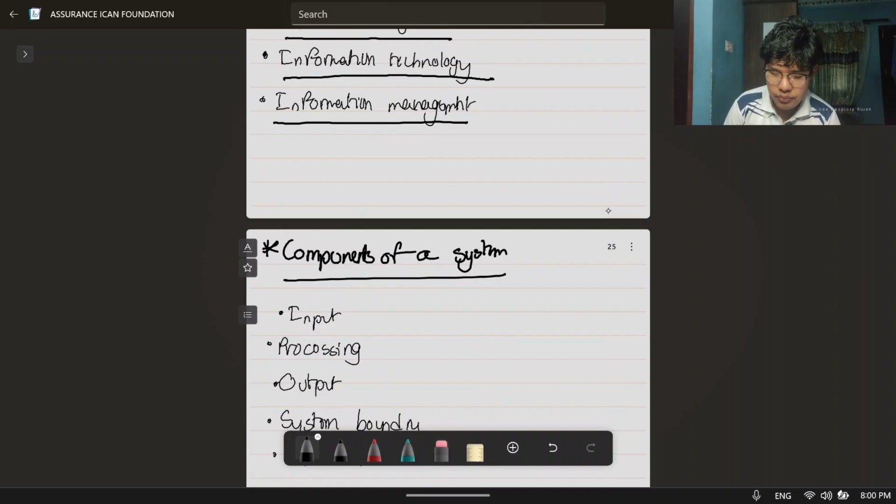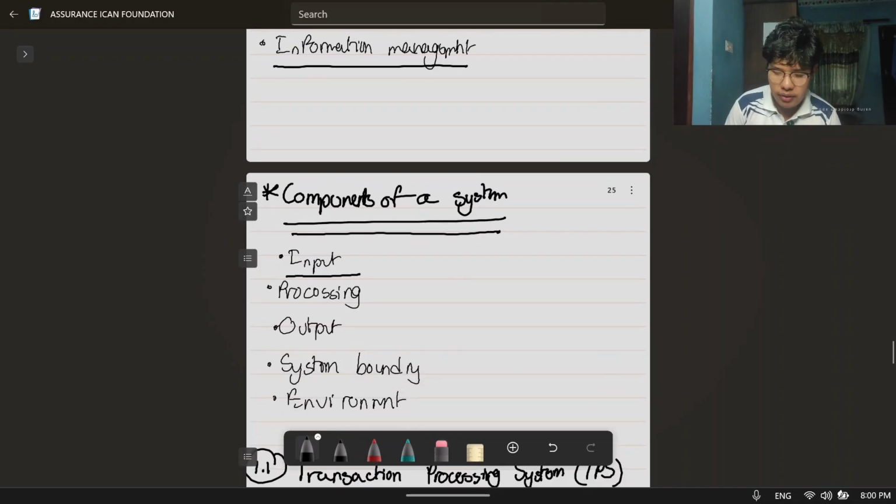And then we have got components of system. First one we have got input. Input is the raw data from whether internal within the business or external outside the business. And then we have got processing. Processing is the conversion of data into useful information. And then we have got output. Output is the processed information used for better decision making.